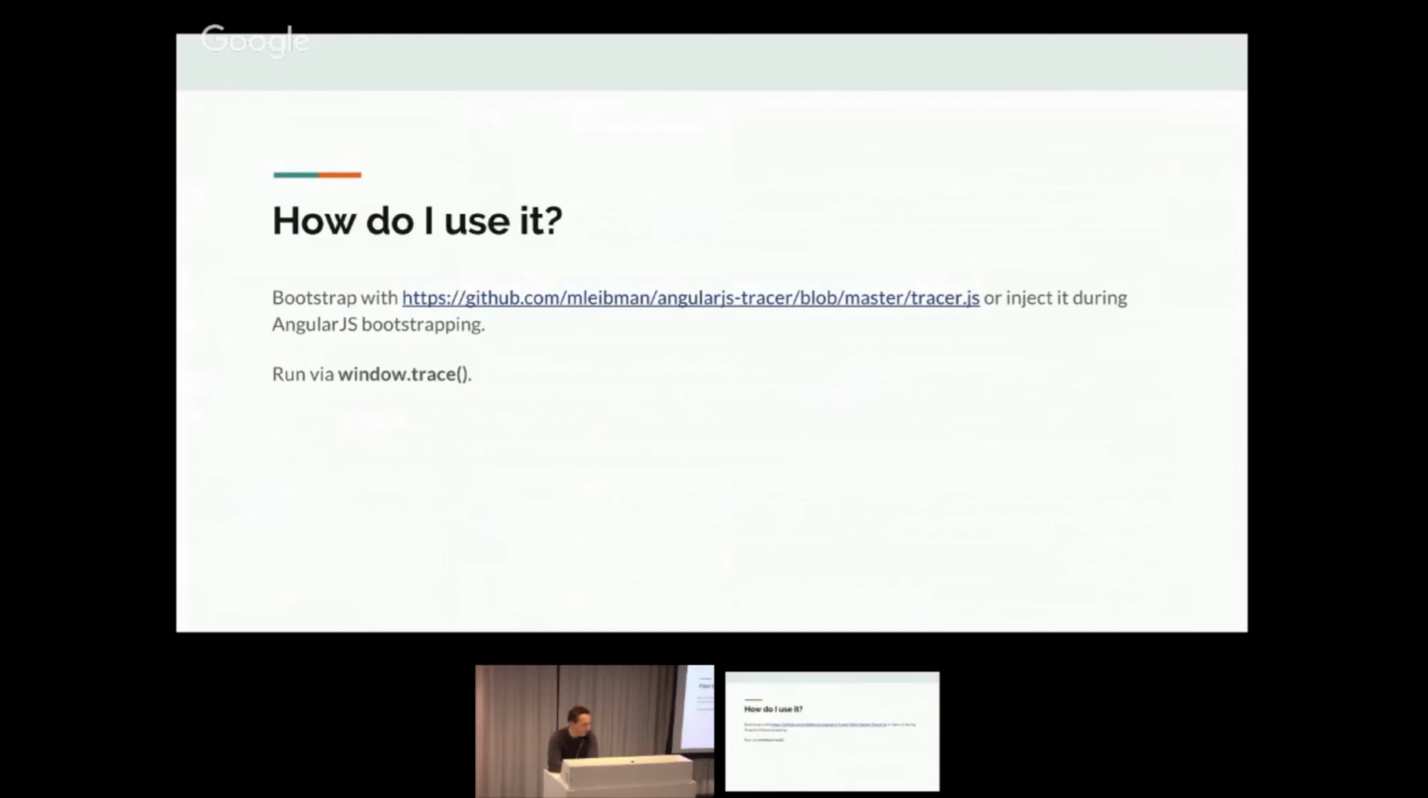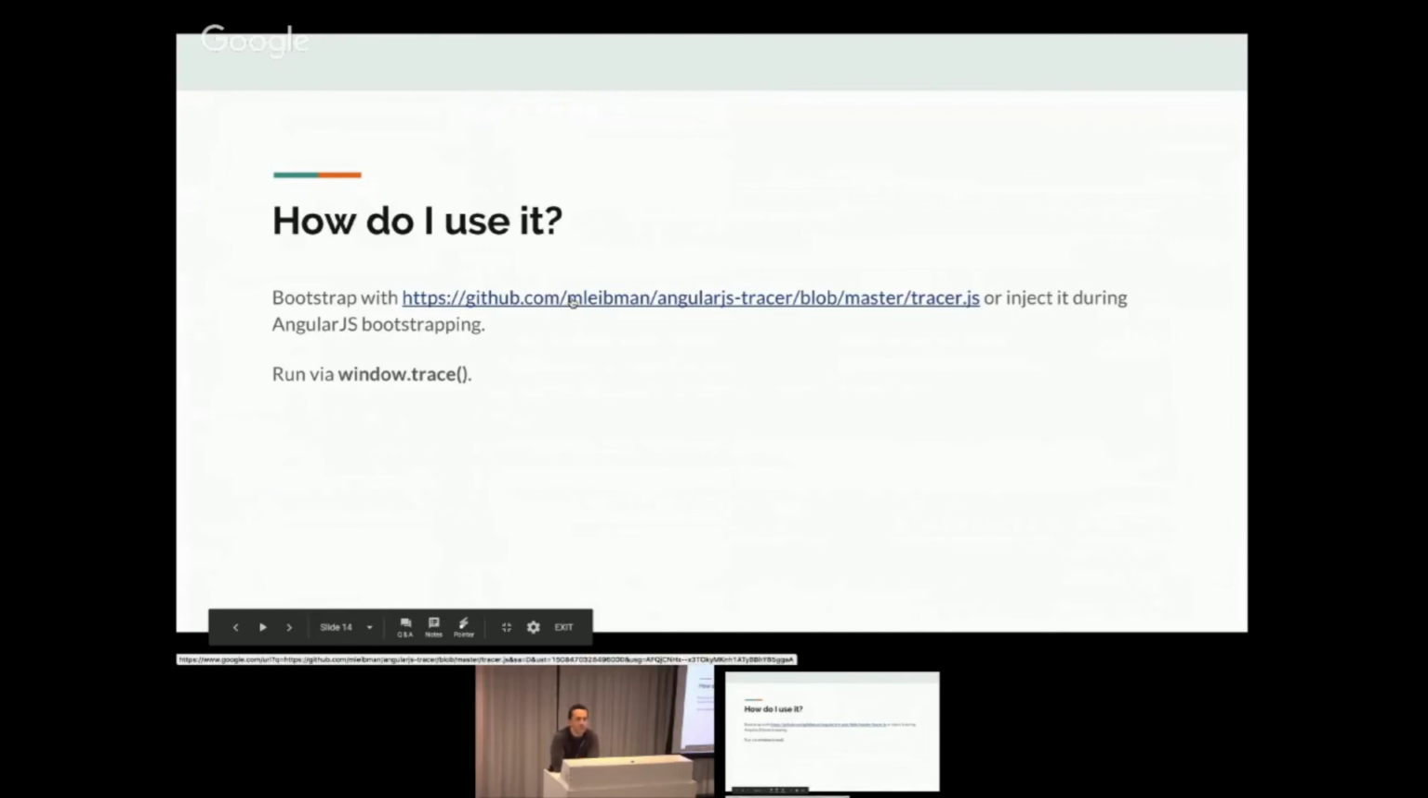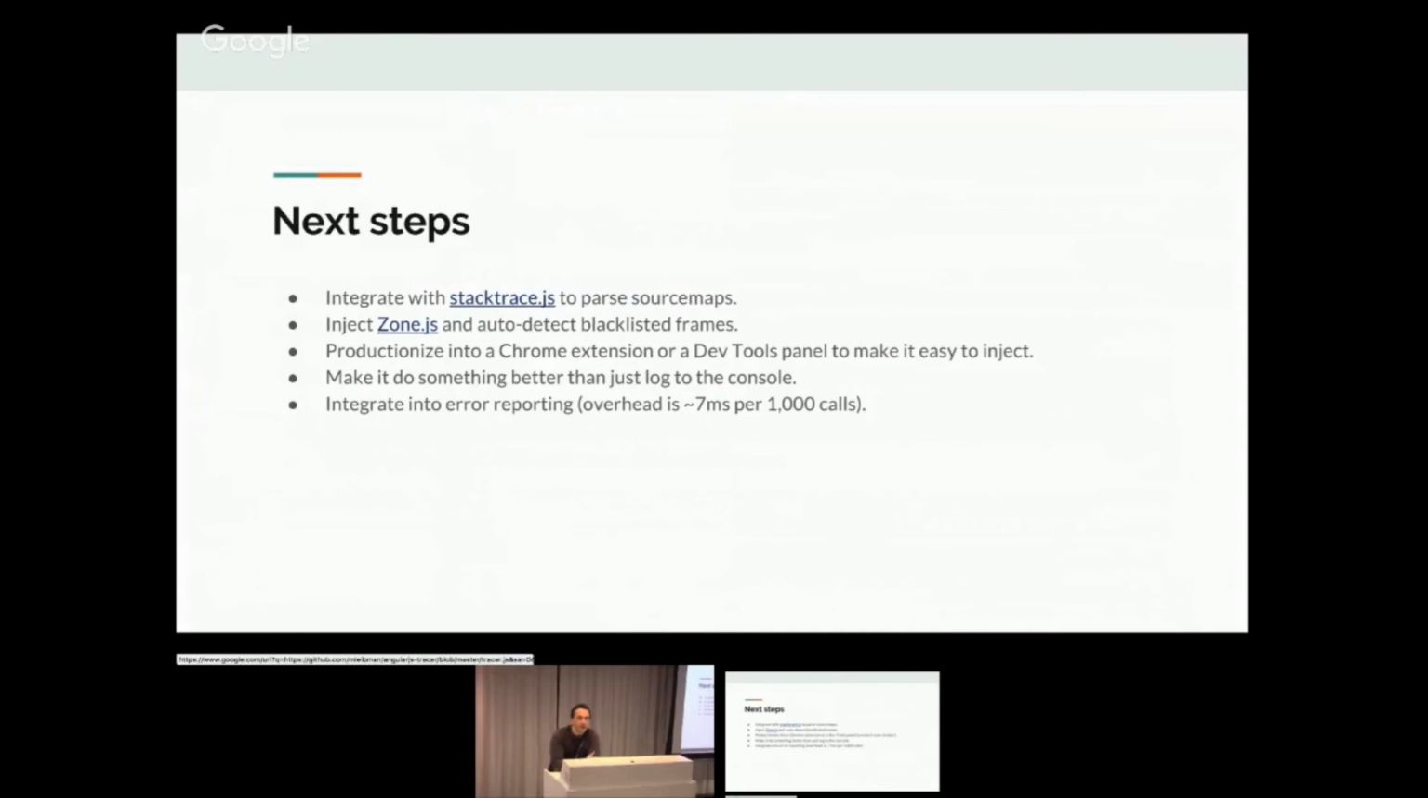I've shown you how to use it. I've included the tracer file. It's posted on my GitHub page. You can run it in a similar way to what I showed you now, or you can integrate it in the application itself. And then from there, you can just access it using window.trace, and that'll print out the stack trace. This is literally just a small script I threw together to help me debug things.